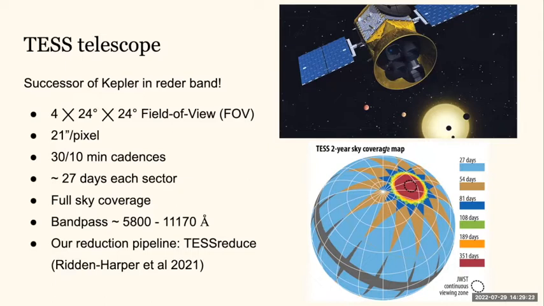The lower plot here shows the survey strategy for TESS. It will continuously observe a sector of sky for 27 days. To solve the issues in data reduction, our group has developed a pipeline called TESS Reduce. This pipeline is up on GitHub, so if you are interested in any of the transients that may be covered by TESS, you can just download it and run a quick one-line reduction to see how it looks.